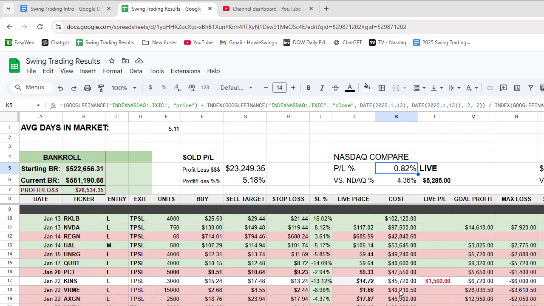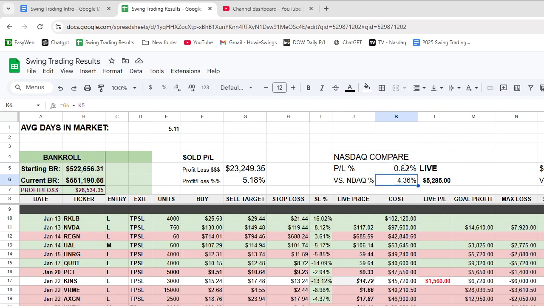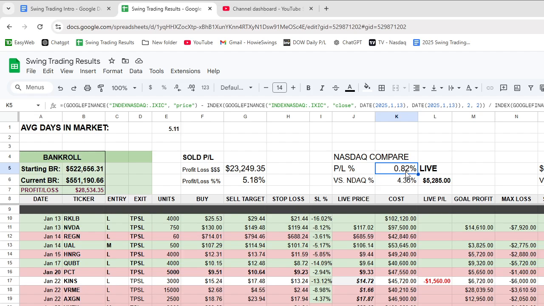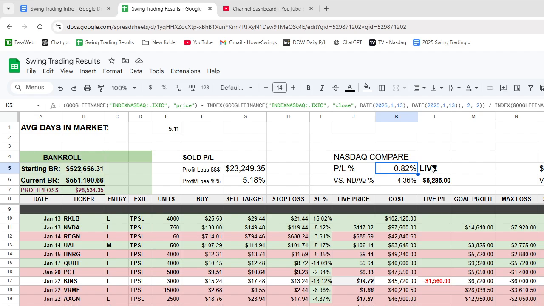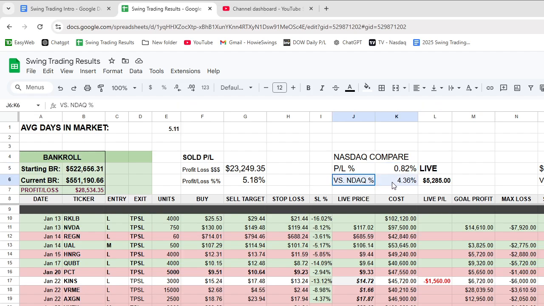I just said I wanted ChatGPT to look at the NASDAQ and start on the date of January 13th and then go until today's date at close, and that gives me the profit and loss for the NASDAQ during that period of time. And then I simply take my profit and loss, compare it to the profit and loss of the NASDAQ, and that's the result. So I am up 4.36% compared to the NASDAQ.